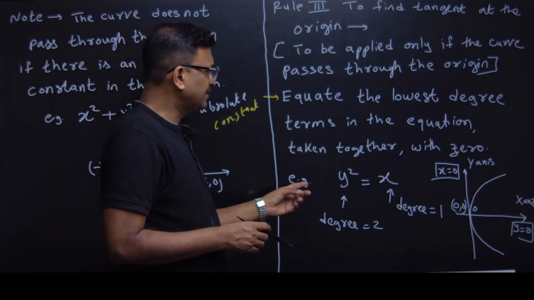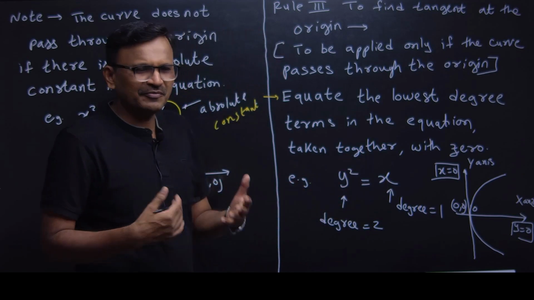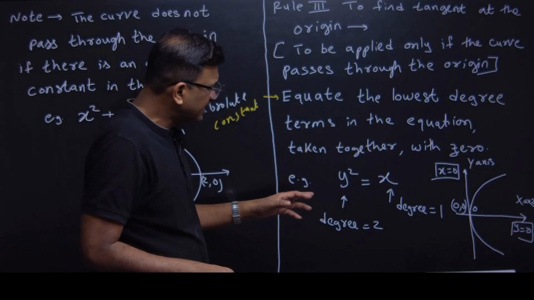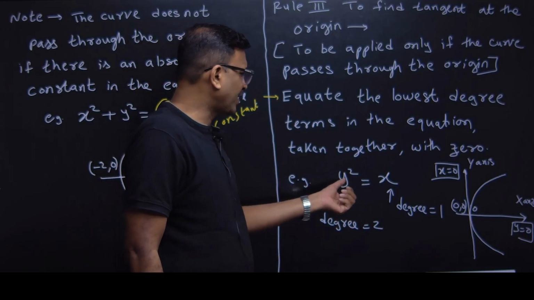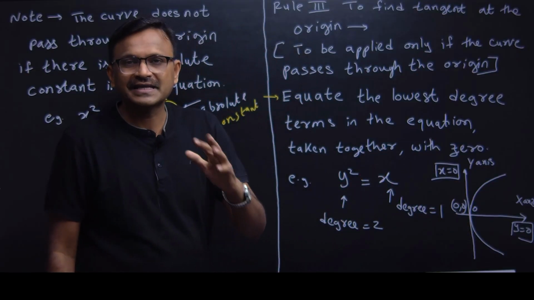Like for example, consider y square is equal to x. We'll consider a simple example of a parabola, the standard curve, we know, y square is equal to x. In this equation, we know that this curve passes through the origin. If I put y is 0, we'll get x is 0. The curve passes through the origin. We want to find what is the tangent at origin.